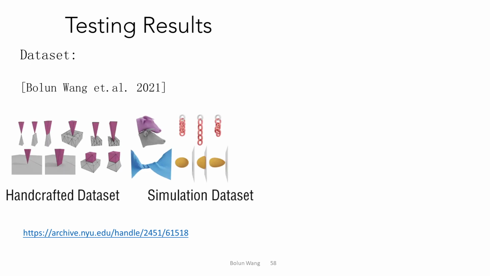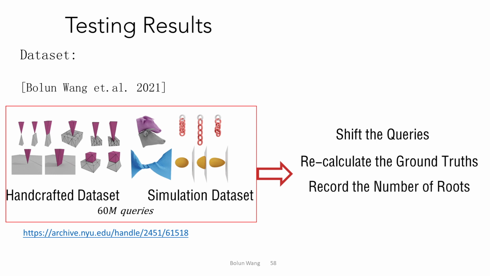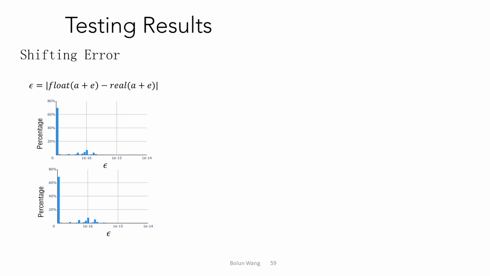We use a large-scale dataset for CCD to test our algorithm. The dataset contains over 60 million queries, and we shift the queries. We recalculate the ground truth, and we record the number of roots. We have already released the new dataset. Since our shifting algorithm will reduce the input precision, we use the dataset to test the shifting error. The results show that the maximum shifting error is around 10 to the minus 15, which is close to machine epsilon.